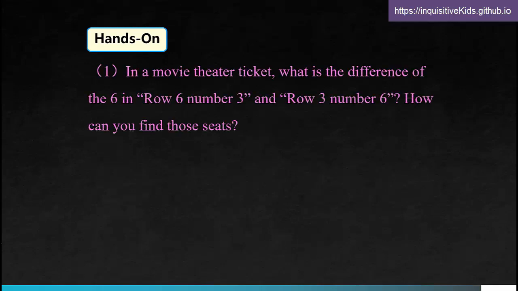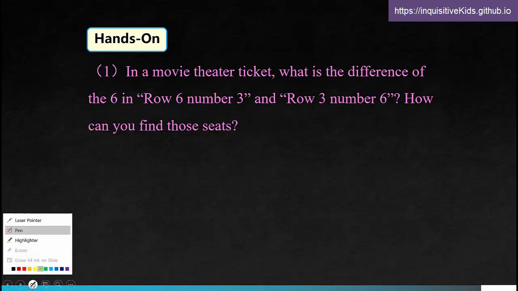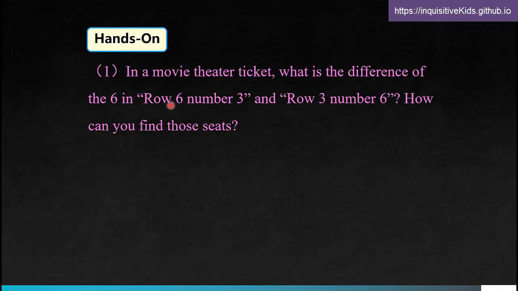So let's do a hands-on activity here. In a movie theater ticket, what is the difference of the 6 in row 6, number 3, and row 3, number 6? How can you find those seats? So what are the differences, can we ask ourselves, between these 2 phrases? Well, here, row 6, number 3, you have the 6 first and the number 3 next. But for the second one, you have 3 first and 6 next. So how can you find those seats?